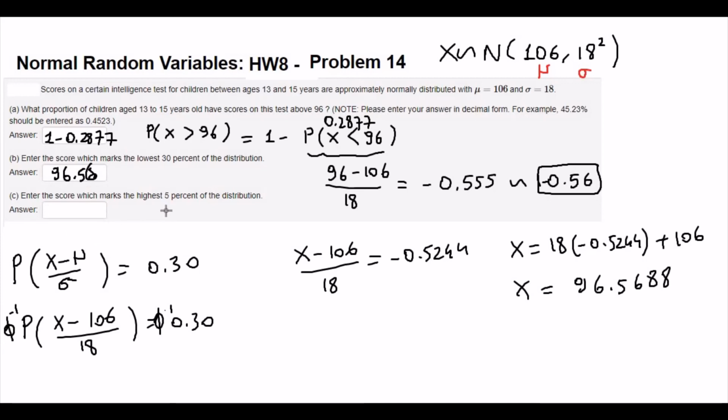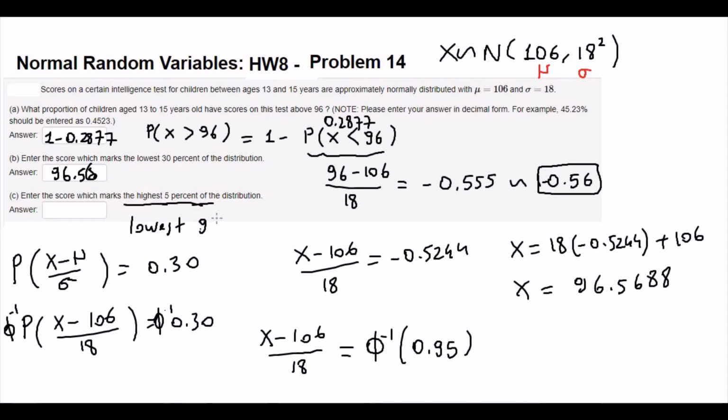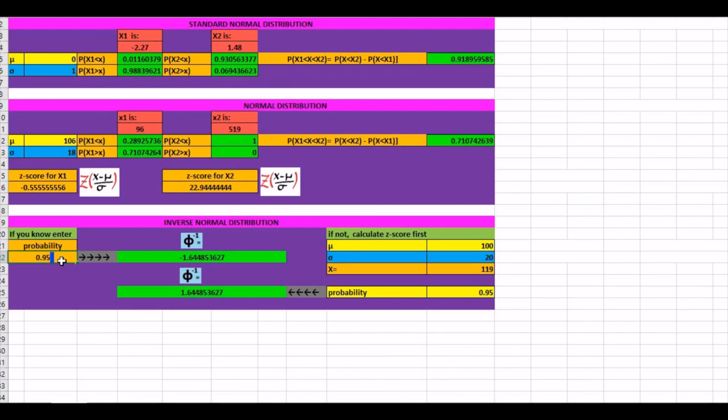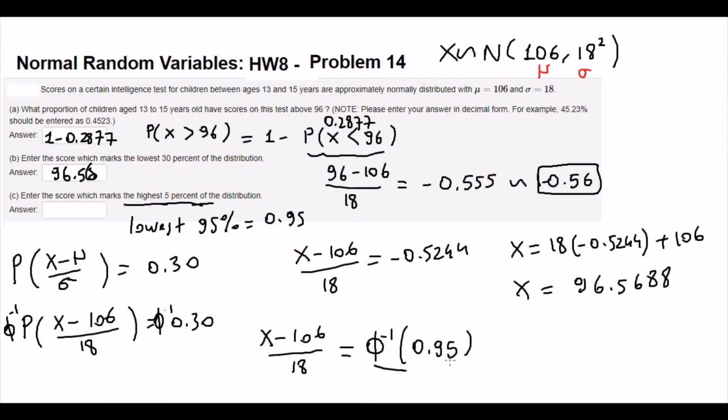Part D, find the score which marks the highest 5% of the distribution. So here we're going to set up similarly, x minus 106 over 18, but this time we're going to take phi inverse of 95%, because the highest 5% means the lowest 95%, which is 0.95. So if we take phi inverse of both sides, we obtain x minus 106 over 18 on the left-hand side. And on the right-hand side, we need phi inverse of 95%, which is 1.6448. If we solve for x in this equation, x will be equal to 18 times 1.6448 plus 106. So we obtain x as 135.607.